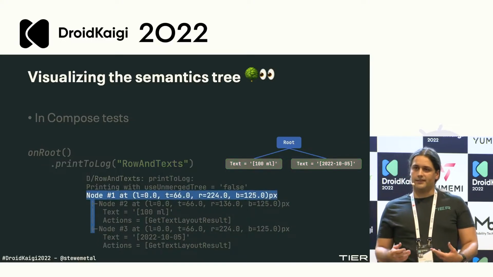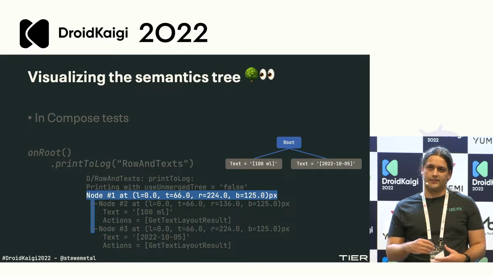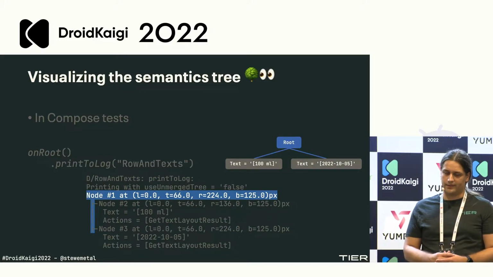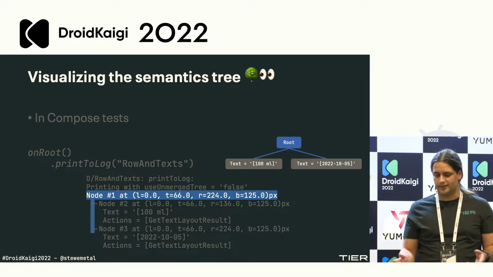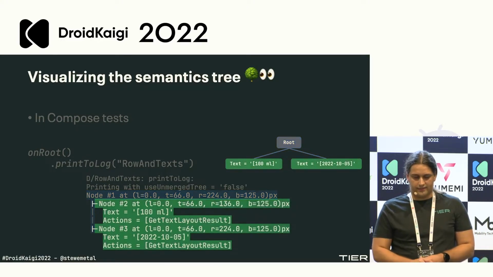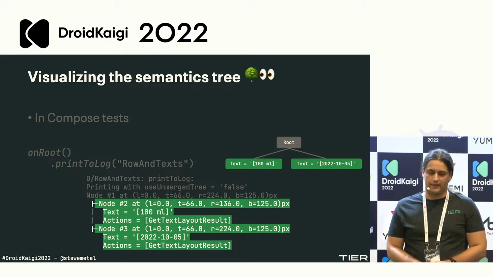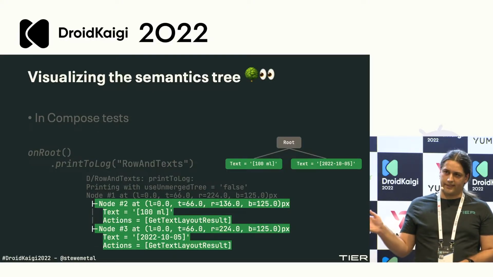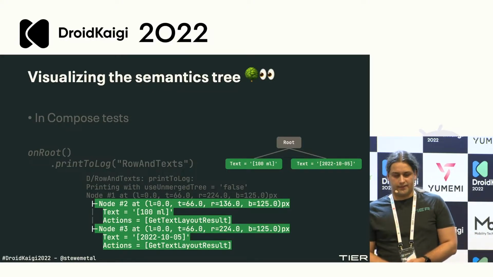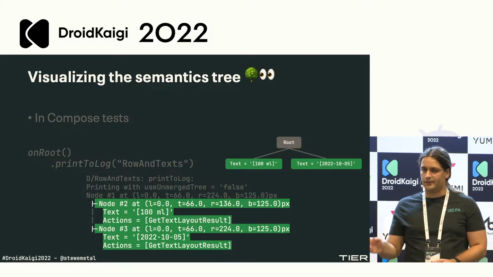So yeah, this log is actually a structured log that has the same structure as the semantics tree that we have. There's the root node without any extra parameters, because it's just the root node. And in the log, you can see the two text nodes emitted by the two text composables. As you can see, there is the text property again, and there is also some extra information there called actions that we will touch on a bit later.